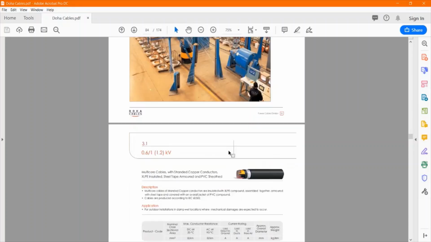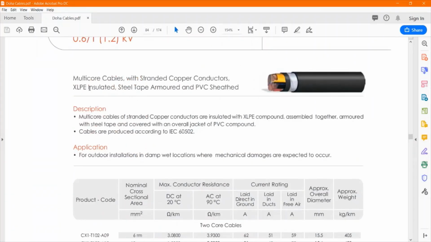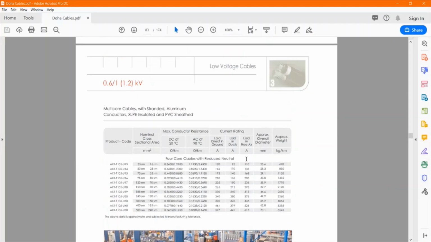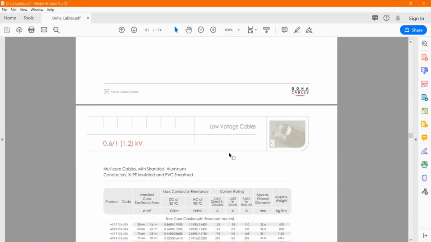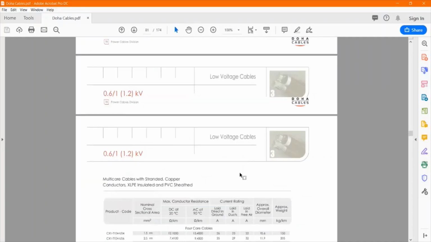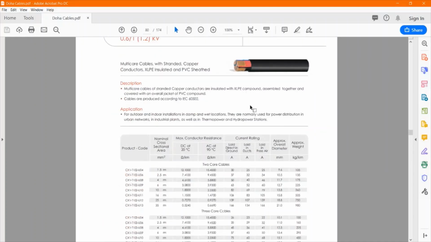And check this cable, for example, this is XLPE steel. We don't need any armoring because the cables are installed on a cable tray. We might need the armoring of a cable if it's installed underground. Also, copper is better than aluminum. So let's check this cable. It's a copper conductor, XLPE insulated, and PVC sheath.